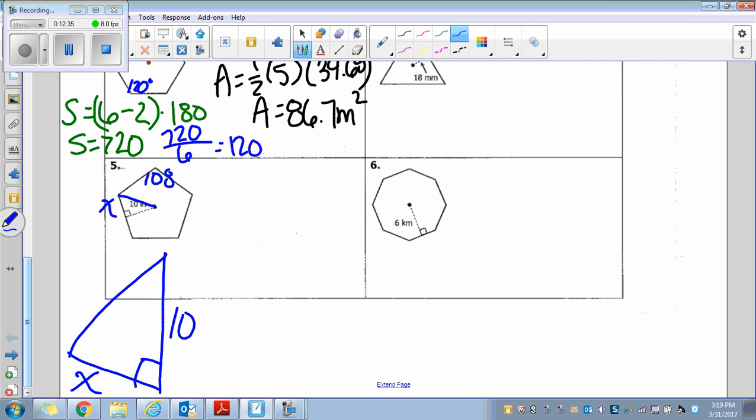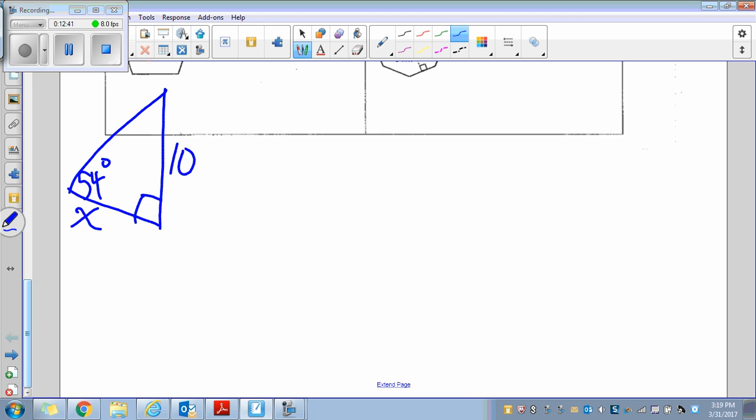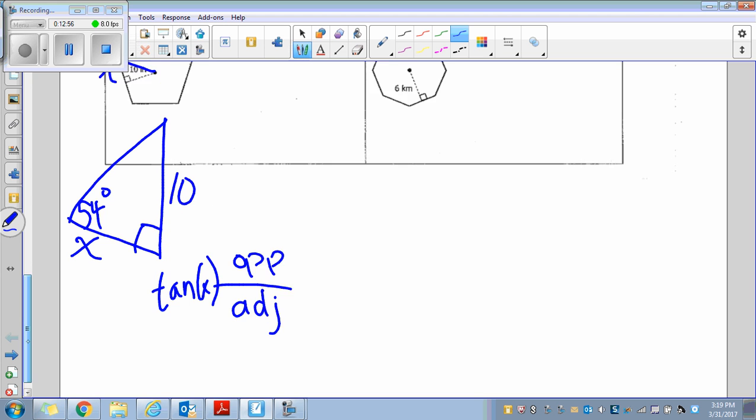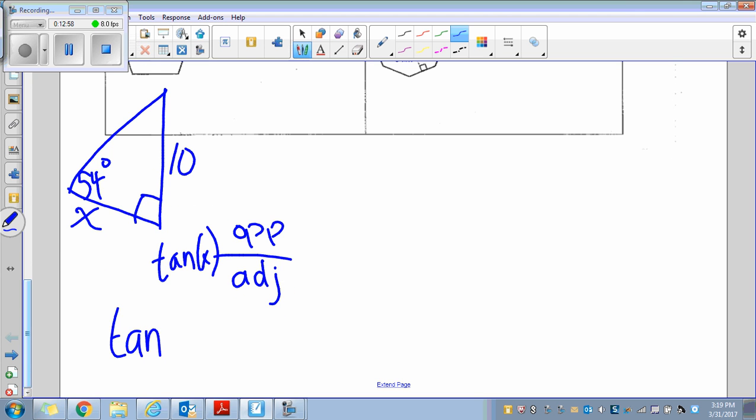We know that this angle here was 54 degrees. So in this case, it looks like we're using the opposite side, which is 10, and the adjacent side, which is X. That's a tangent function. All right, so we start by using the tangent of 54, because that's my angle that I'm working with. It's equal to the opposite, so 10 over the adjacent.